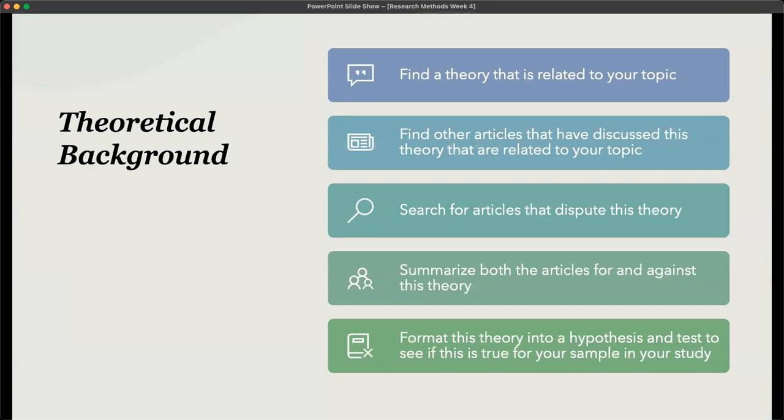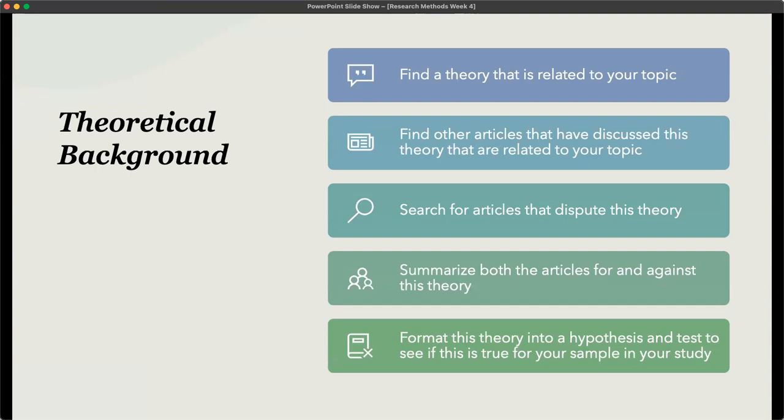So with your theoretical background, you need to find a theory that is related to your topic, find other articles that have discussed this theory that are related to your topic, and search for articles that dispute this theory. So that is a key one. I noticed that we continuously seem to be teaching the different learning styles, the theories of learning styles. And there are a lot of arguments that dispute that theory, essentially saying that that theory was debunked in 2005, but yet it is still being taught.